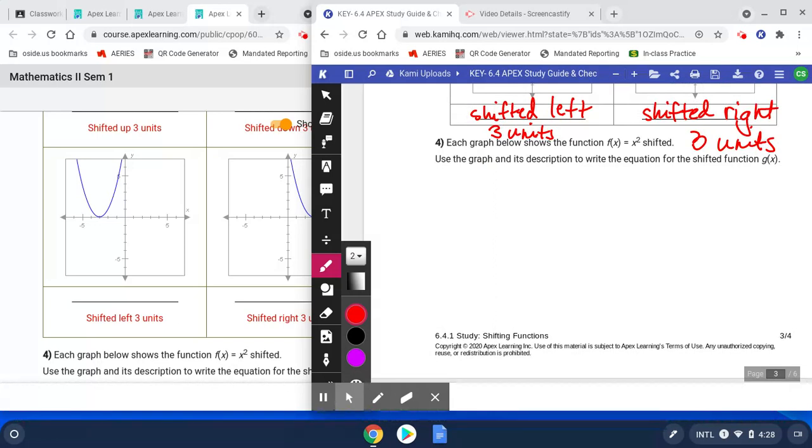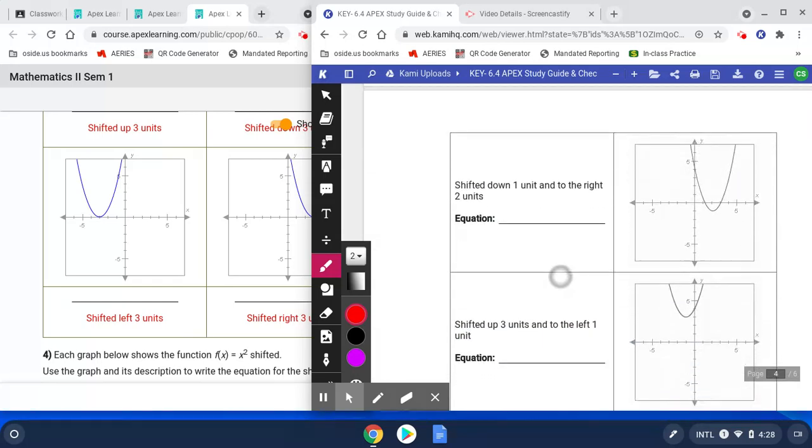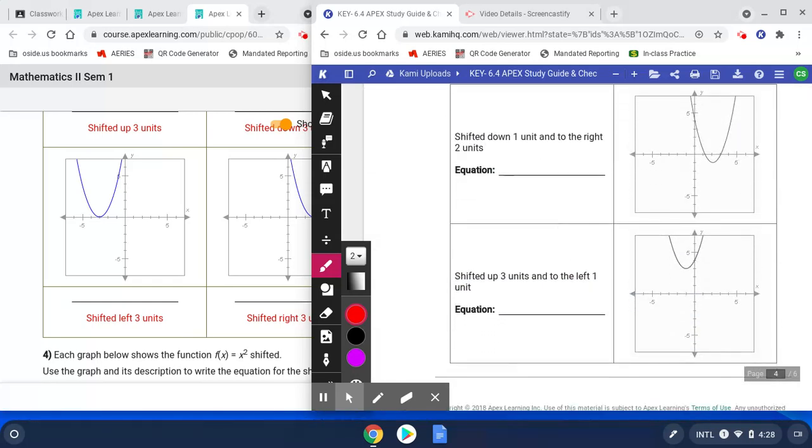So each graph below shows the function f of x equals x squared shifted. Use the graph and its description to write the equation. So shifting down 1 unit and to the right 2 units. So from the origin, this shifted down 1 and right 2. So we're going to take this shift down 1 unit, and that means that we put a -1 at the end. And then the right 2 units means there's going to be an (x - 2) squared in the equation.